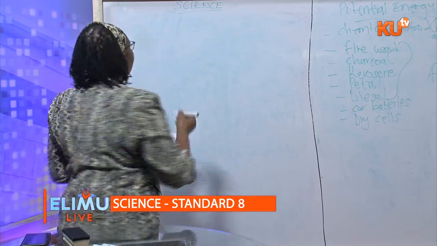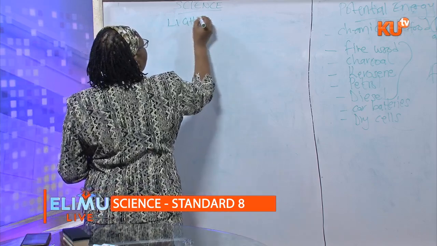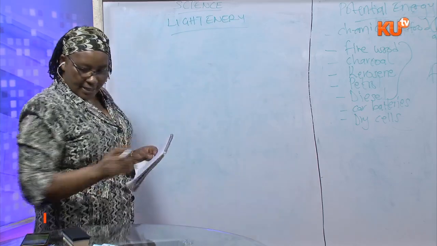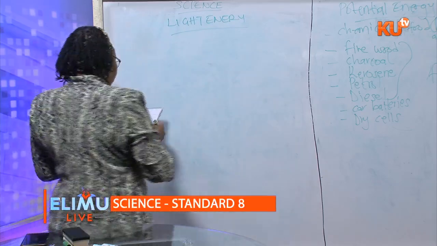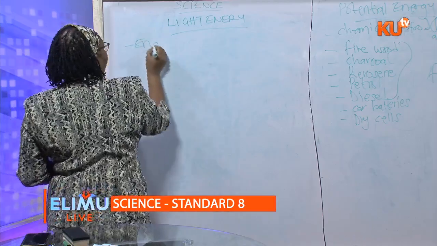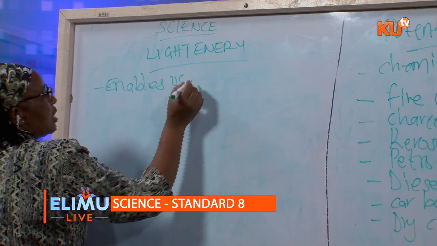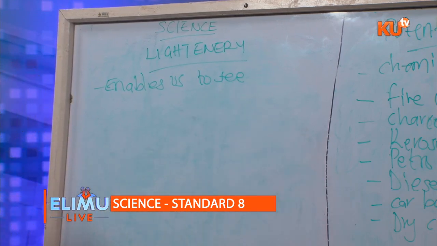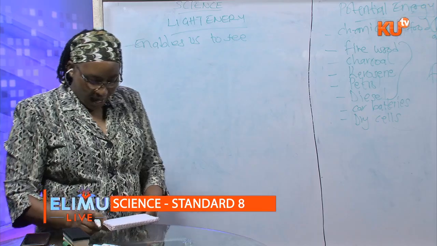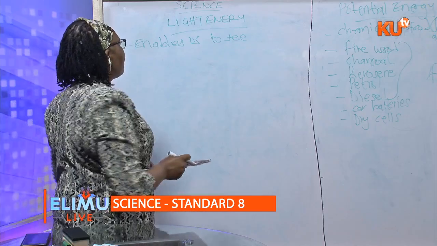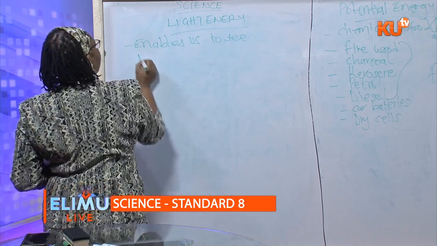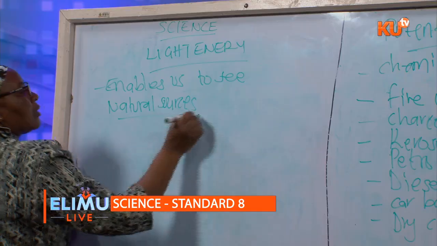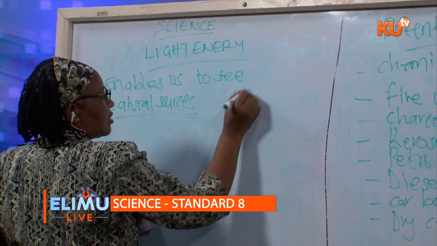So we move on to light energy. Now, so the light energy enables us to see. The very important aspect of light is that it enables us to see. Now we have sources of light and we have natural sources. And we have artificial sources.